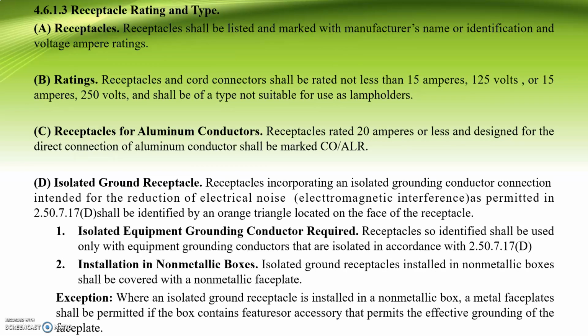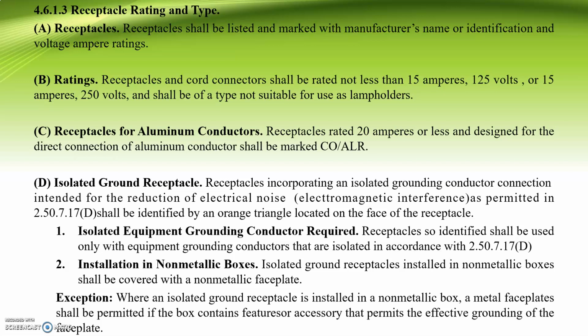Chapter 4.6.1.3, so receptacle rating and type. So A, receptacles. So receptacles shall be listed and marked with manufacturer's name or identification and voltage ampere rating. So B, ratings. So receptacle and cord connector shall be rated not less than 15 amperes, 125 volts, or 15 amperes, 250 volts, and shall be of a type not suitable for use as lamp holders.